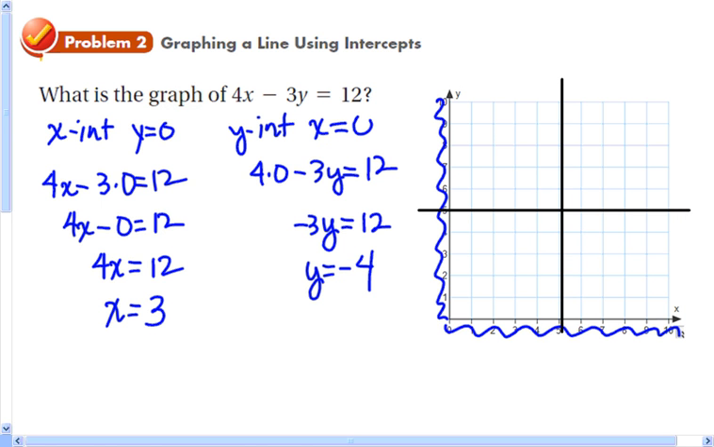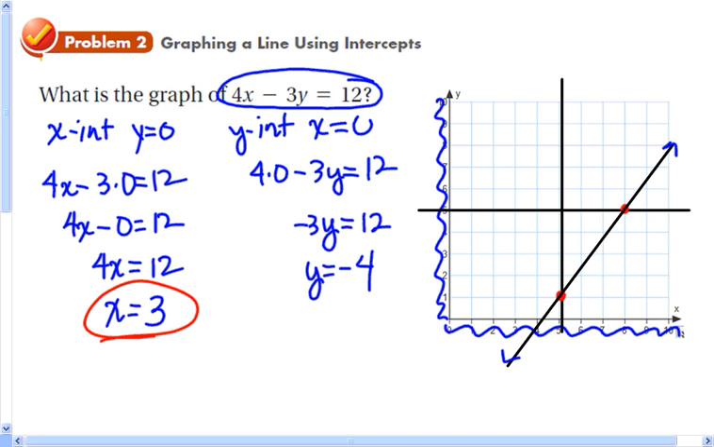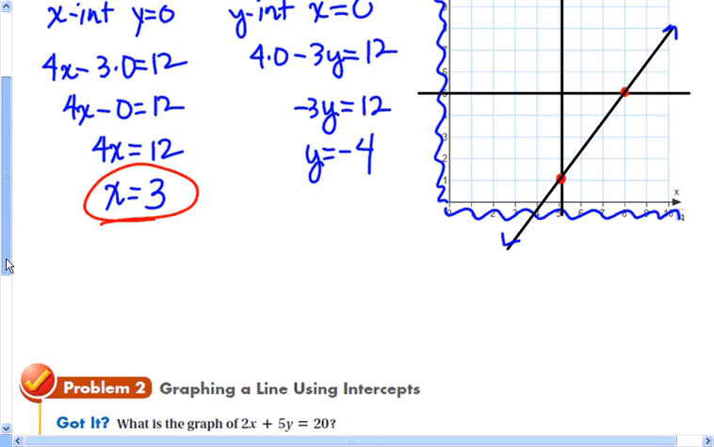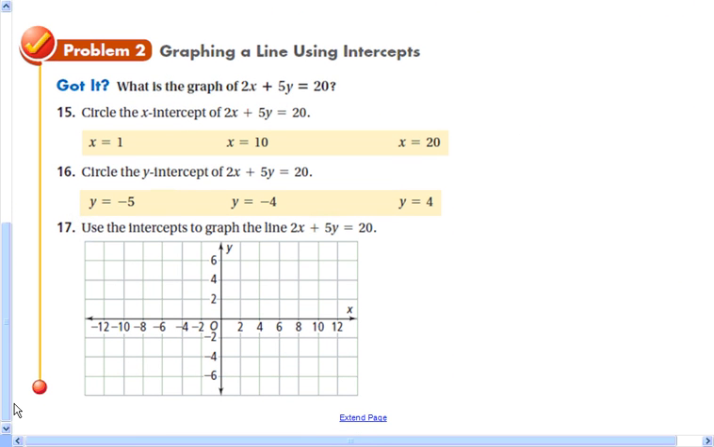Put in the y-axis and x-axis right there. And then I can graph my x-intercept right here. X is equal to 3. That means when y is 0, x is 3. That's that point. And then y equals negative 4. When x is 0, y is negative 4. That's that point. And I can draw a line through those points. And there's my graph. That is the graph of 4x minus 3y equals 12. Go ahead and you try that. Check back for the answers.